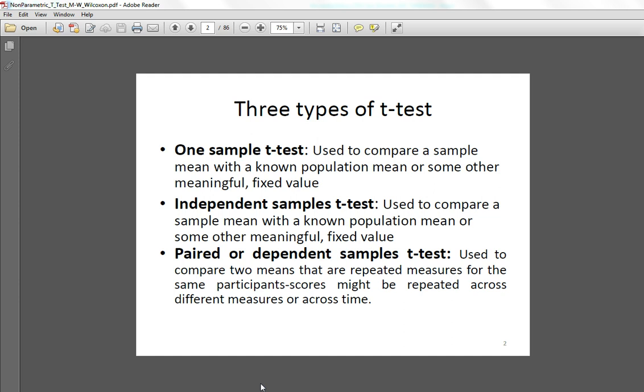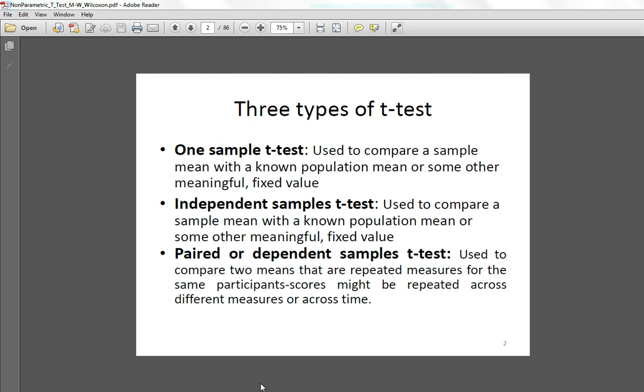Let's move on to the second type of t-test, that is your independent samples t-test. From the name of the test alone, you already know that it has two different samples, because it says independent samples. So you have two samples and you are still using the t statistic, and what this means is that you're going to use this statistic to compare sample means with a known population mean or some other meaningful fixed value. However, you have two independent samples, not just one.